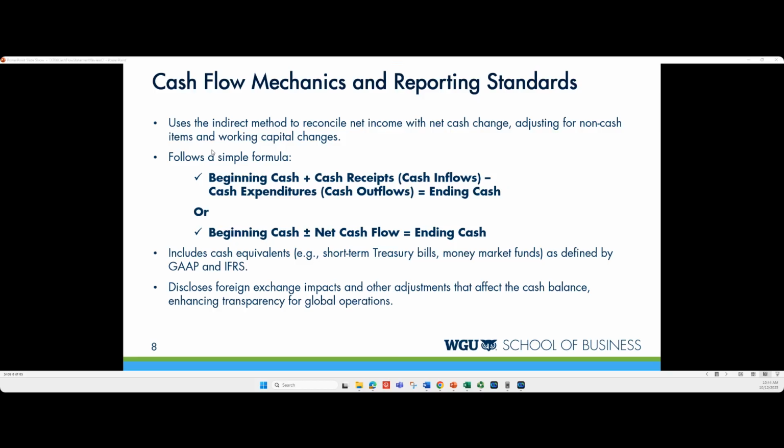And then this cash flow statement is also going to disclose any foreign exchange impacts or adjustments that impact our cash balance. If you're dealing with any foreign currencies, they fluctuate. And sometimes when they fluctuate wildly, it's going to really show up in the actual value of foreign currencies. And you have to account for that because it doesn't have the same buying power if we're trading currencies globally.